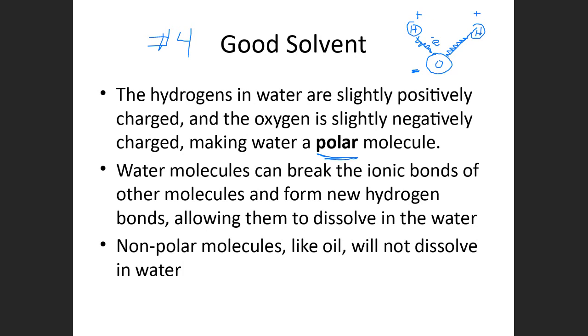And that's how it can bond to other water molecules, right? If we have another water molecule here, and this is slightly positive, this positive hydrogen and this negative oxygen form a hydrogen bond to each other. So water molecules can therefore break ionic bonds of other molecules and they can dissolve them. So anything that is also polar can dissolve in water.